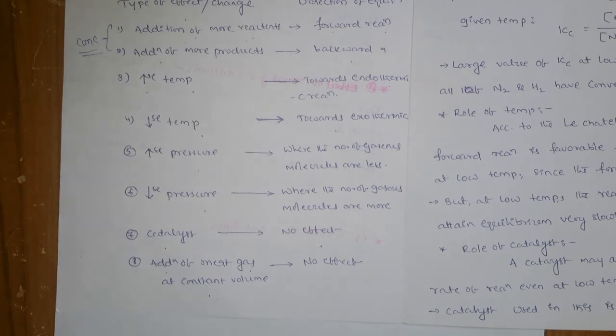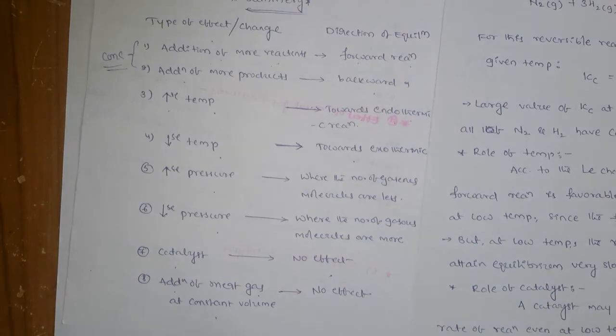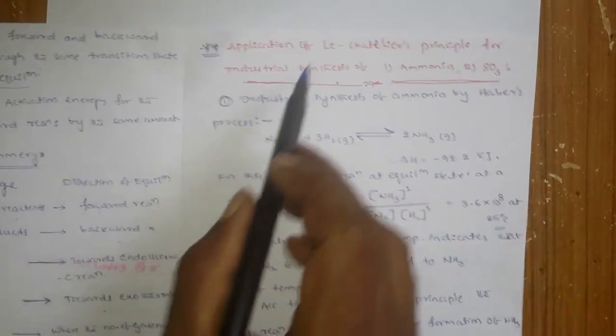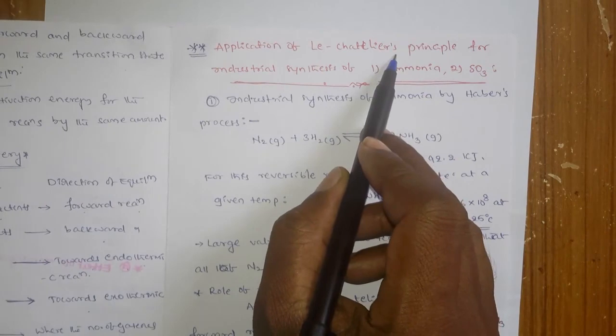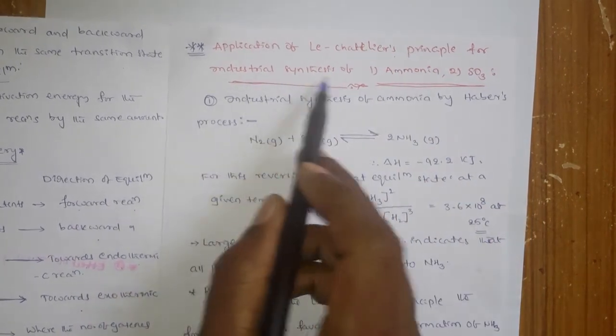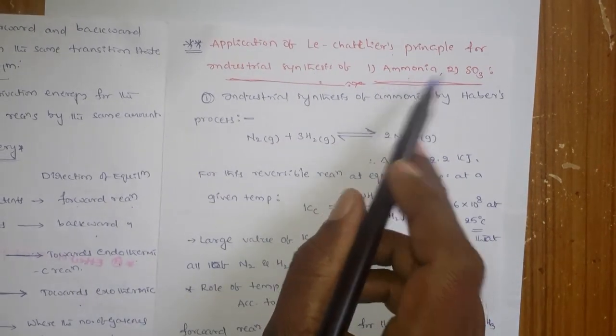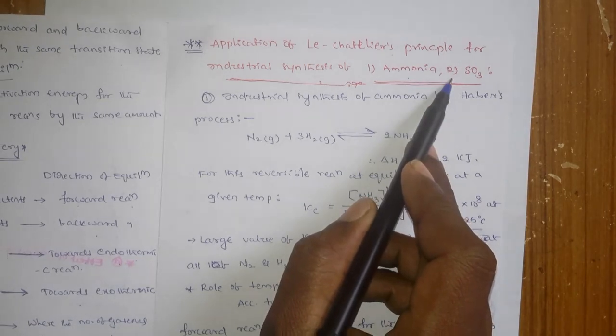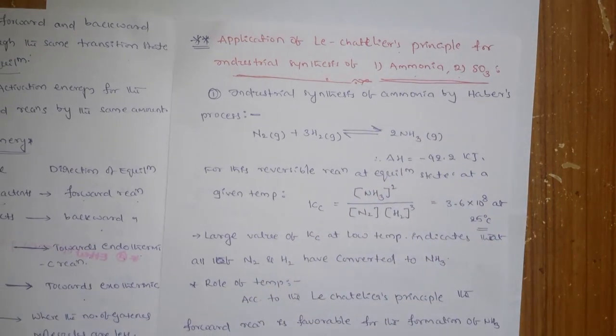Okay, so these are the factors affecting the equilibrium, and they are very, very important, the Le Chatelier principle along with the factors. In the next lecture we can see the applications of the Le Chatelier principle in the industrial synthesis of ammonia and sulfur trioxide.